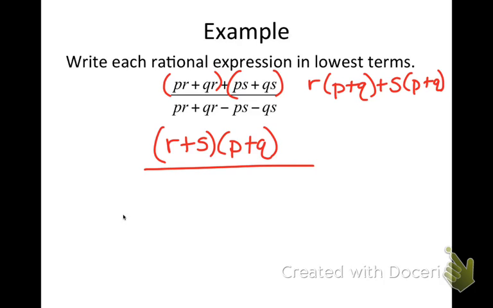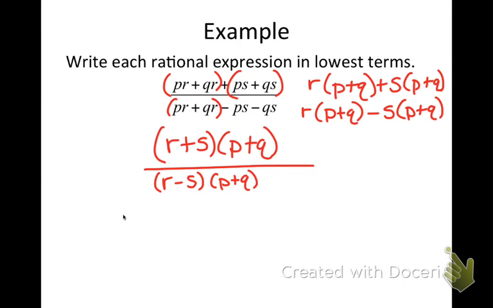And that's going to be all over. Do the same thing to the denominator. What can we take out of the first 2? An R. So I'm left with P plus Q. What are we going to take out of the second set? Negative S. So now I'm left with P plus Q. So that factors to R minus S times P plus Q. What cancels? The P plus the Q. So then we have R plus S all over R minus S.